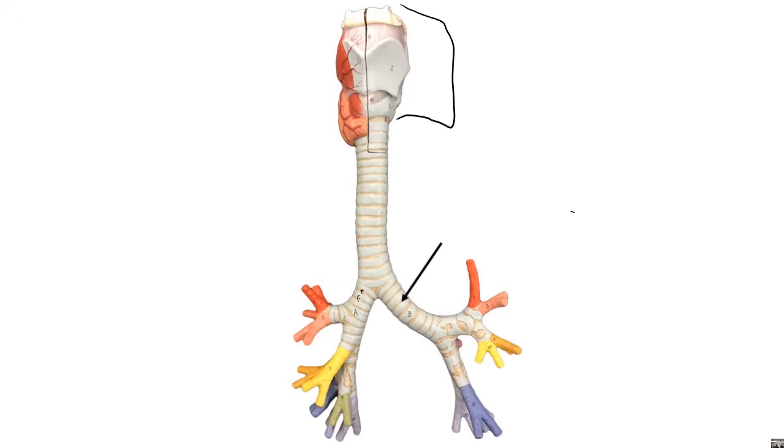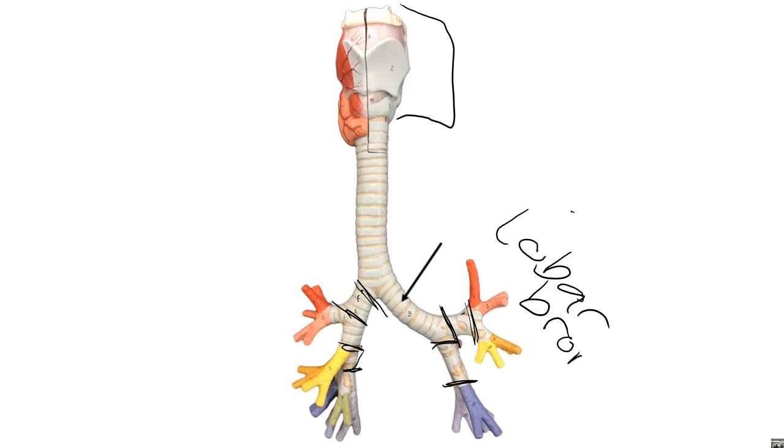After that, we get to the lobar bronchi. So each of these little tubes that branch off of the main bronchus, so like right there, here, really everything else that's not colored, those are all the lobar bronchi. Those go to the different lobes of the lungs.